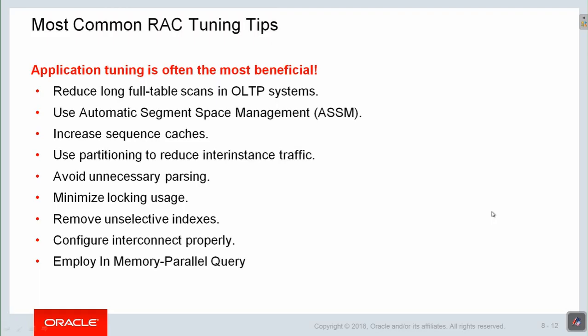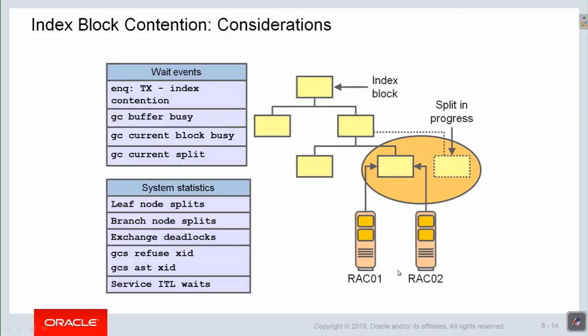Based on that, we're going to get into a few examples. Here we have an example of index block contention, and we have a couple of observations here: index contention, global cache buffer busy, block busy, and split. Think about that: you have concurrent DMLs through multiple instances. Then only table blocks will be transferred.